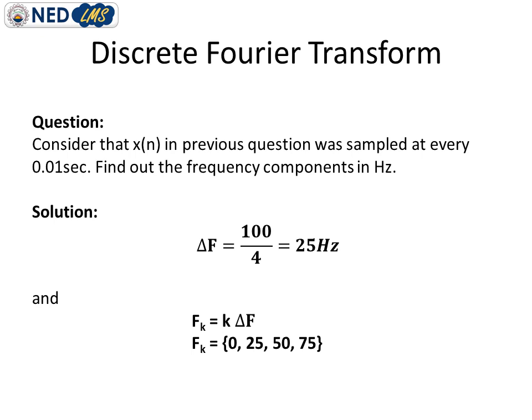I have added a question which relates to the previous example or numerical which we already did. The question is: consider that x of n in the previous question was sampled at every 0.01 second. So the sampling period is given, which is 0.01 second, and we have to find the frequency components in hertz. So we are required to determine the actual frequencies which are present in that signal.